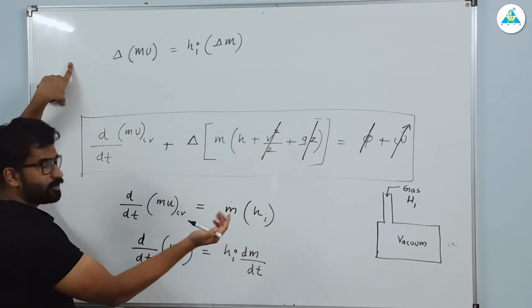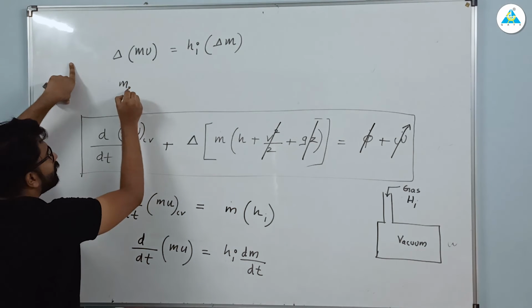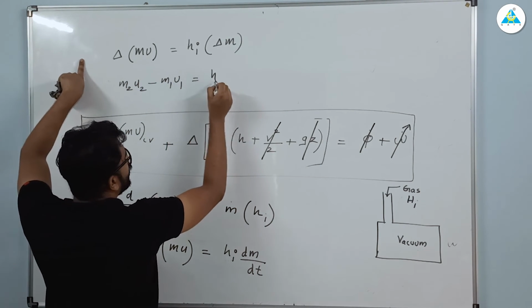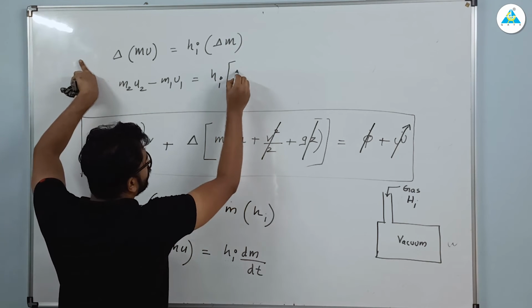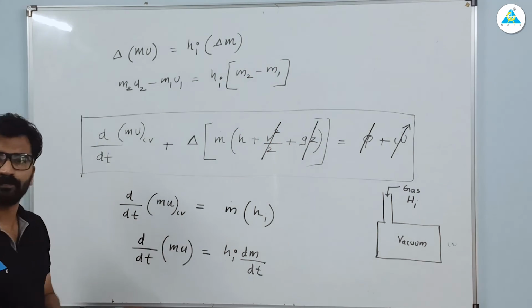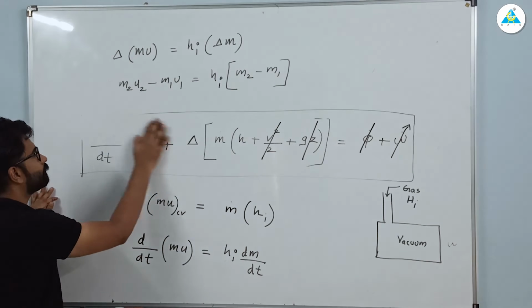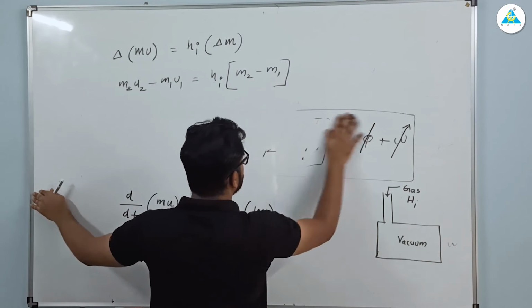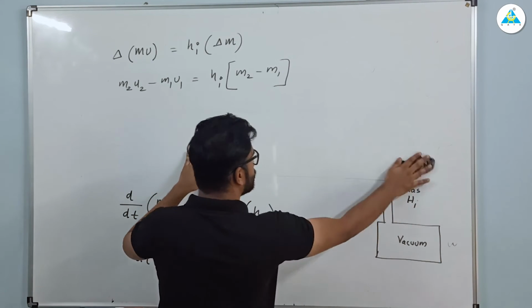From process 1 to 2, can we write it as m2 u2 minus m1 u1 is equal to inlet enthalpy multiplied by m2 minus m1? Can I write this? Simple, right? For a process, with an initial state and final state, m2 u2 minus m1 u1 is equal to this. Can we write it like this?